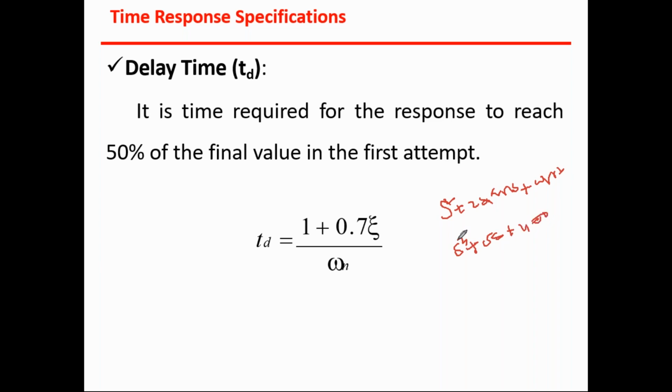By using this you can calculate this value, because in this equation zeta value is there, omega n value is there. So ఈ టైం డొమైన్ స్పెసిఫికేషన్స్ మీరు క్యాల్కులేట్ చేయాలంటే యూ షుడ్ హ్యావ్ టు నో దట్ క్యారెక్టరిస్టిక్ ఈక్వేషన్. ఓకే, తెలిస్తేనే మీరు ఈ 5 డొమైన్స్ నేర్చుకోగలుగుతారు. ఓకే, సో దిస్ ఇస్ ద ఫస్ట్ ఫార్ములా. TD is equal to 1 plus 0.7 zeta divided by omega n.